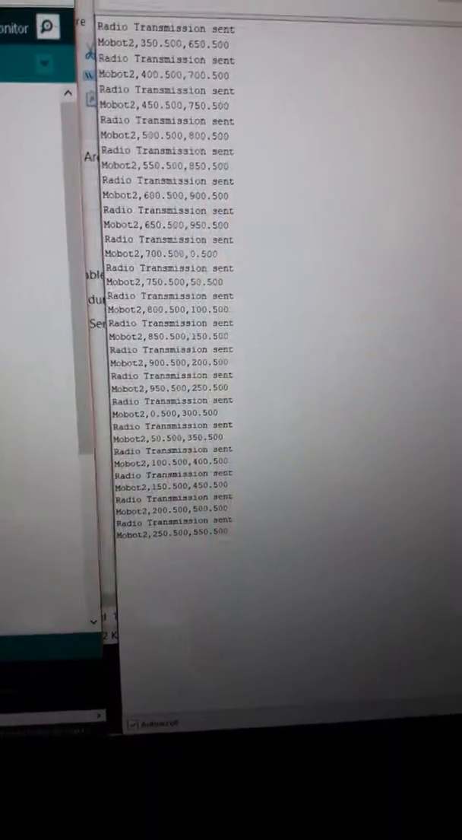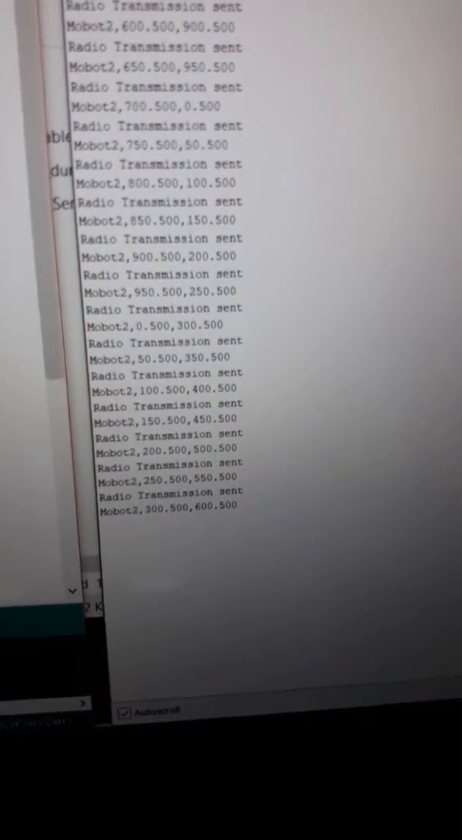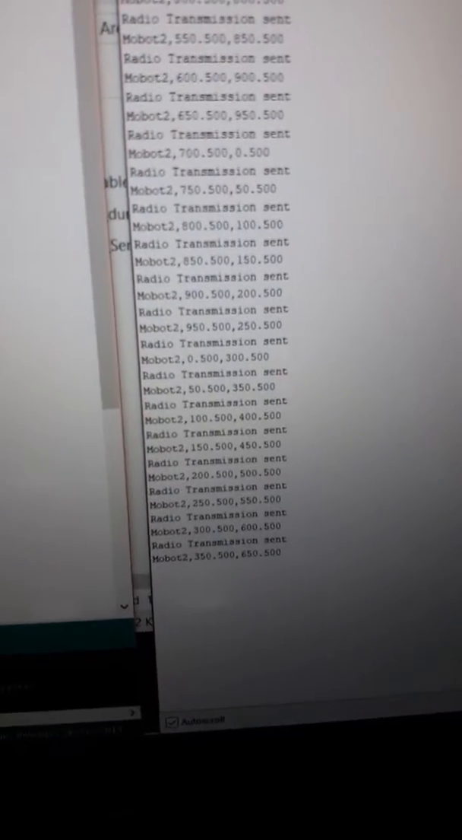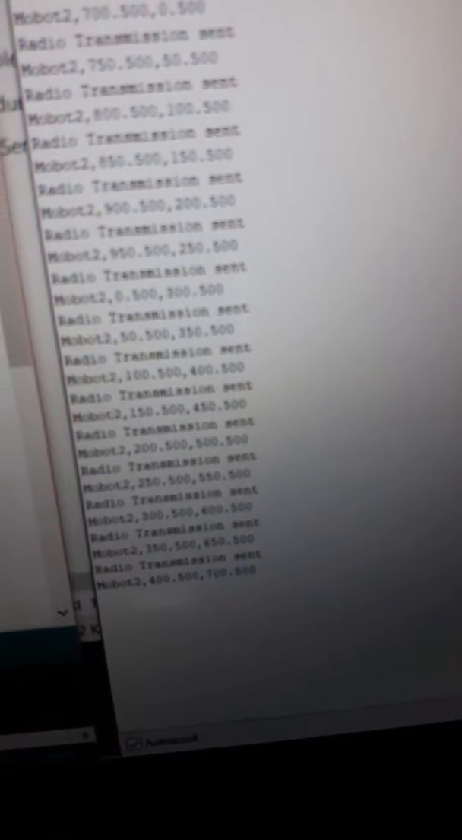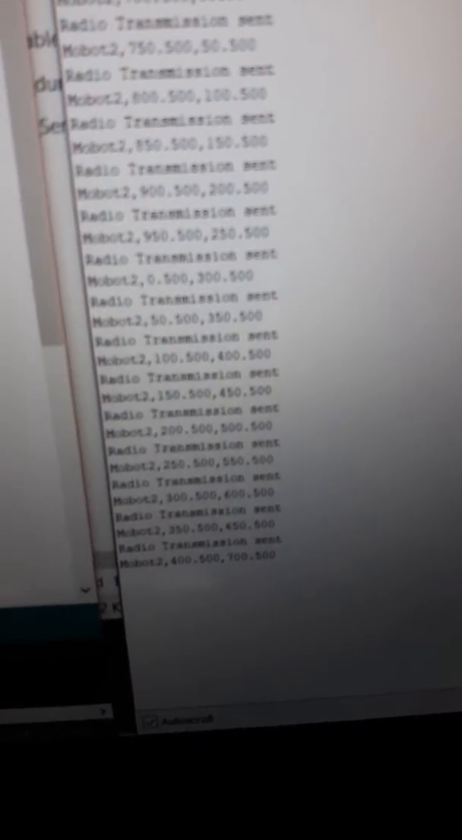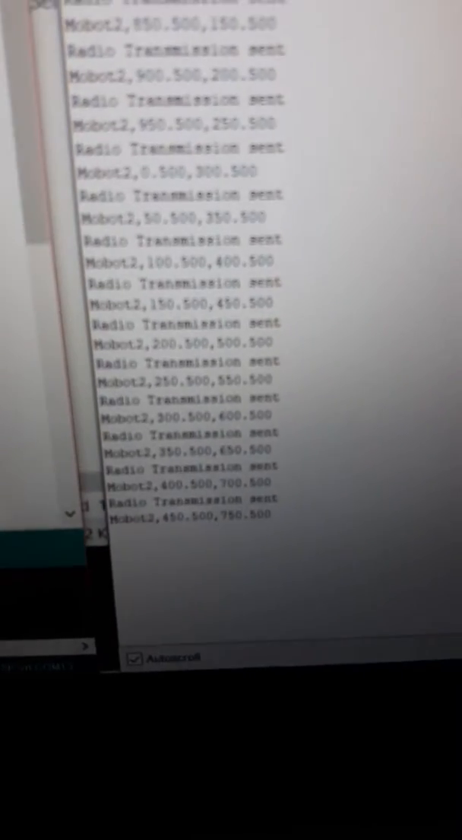5 seconds. So radio transmission Mobot 2, that's the number of the Mobot, or the ID of the Mobot, and our first number there is the X coordinate, 350, and the last number is the Y coordinate. These coordinates are set to increment by 50 every time a transmission is sent.